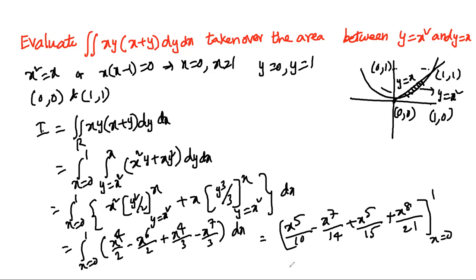Now once you substitute that, you get 1 by 10 minus 1 by 14 plus 1 by 15 minus 1 by 24. Once you do the LCM, you will get 3 by 56. Got the point?